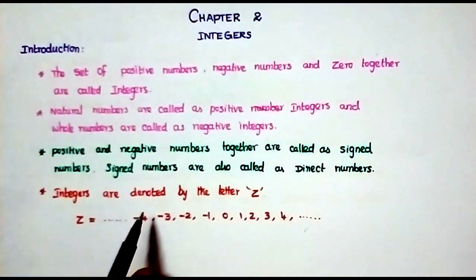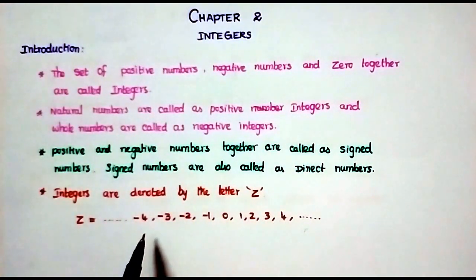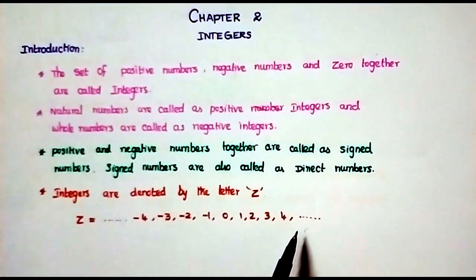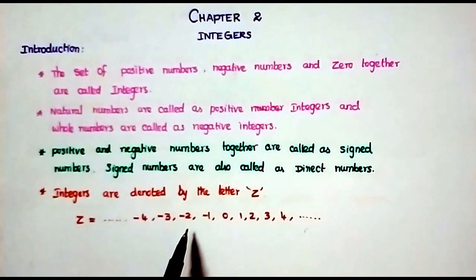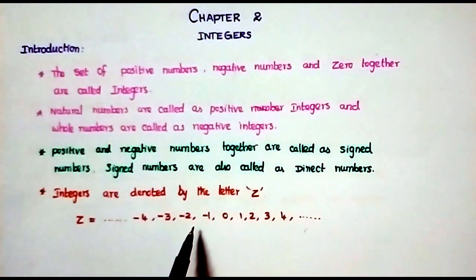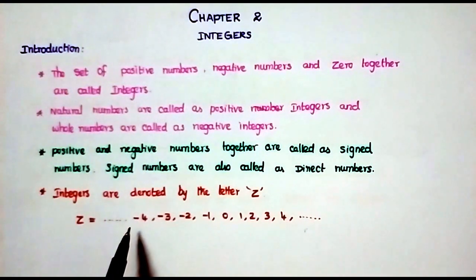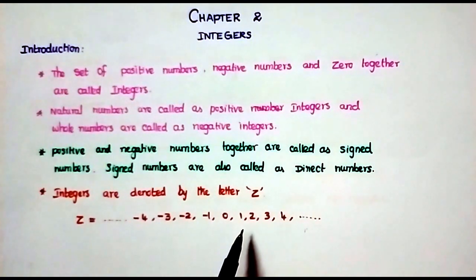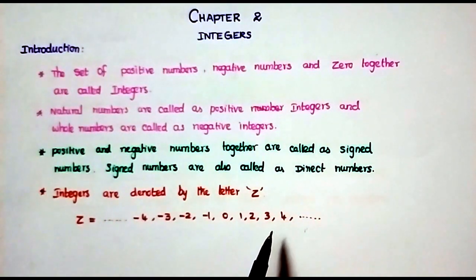So, integers are denoted by the letter Z. Z equals minus 4, minus 3, minus 2, minus 1, 0, 1, 2, 3, 4, etc. These are the integers. Left of the 0 are negative integers. The numbers are increased but the values are decreased. And right of the 0 are positive integers. The numbers are increased and the values are also increased.